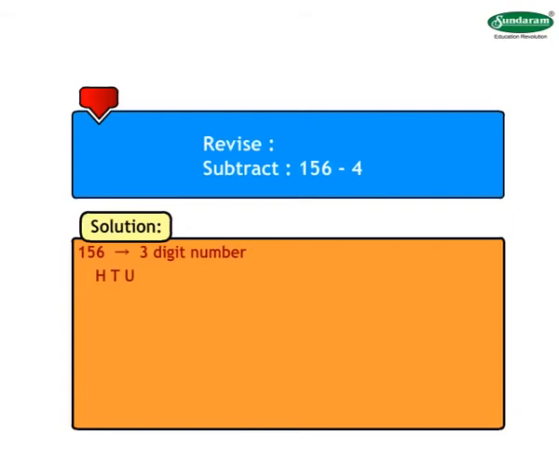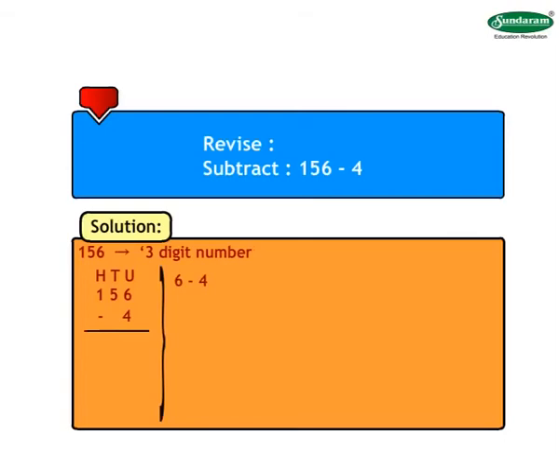Starting from the units place of the number 156, write 6 under U is equal to 6 units. Write 5 under T is equal to 5 tens. Write 1 under H is equal to 100. 4 is a single-digit number, so it has only units place. Hence, after writing minus sign on the left below 156, write 4 under 6 in the units column.